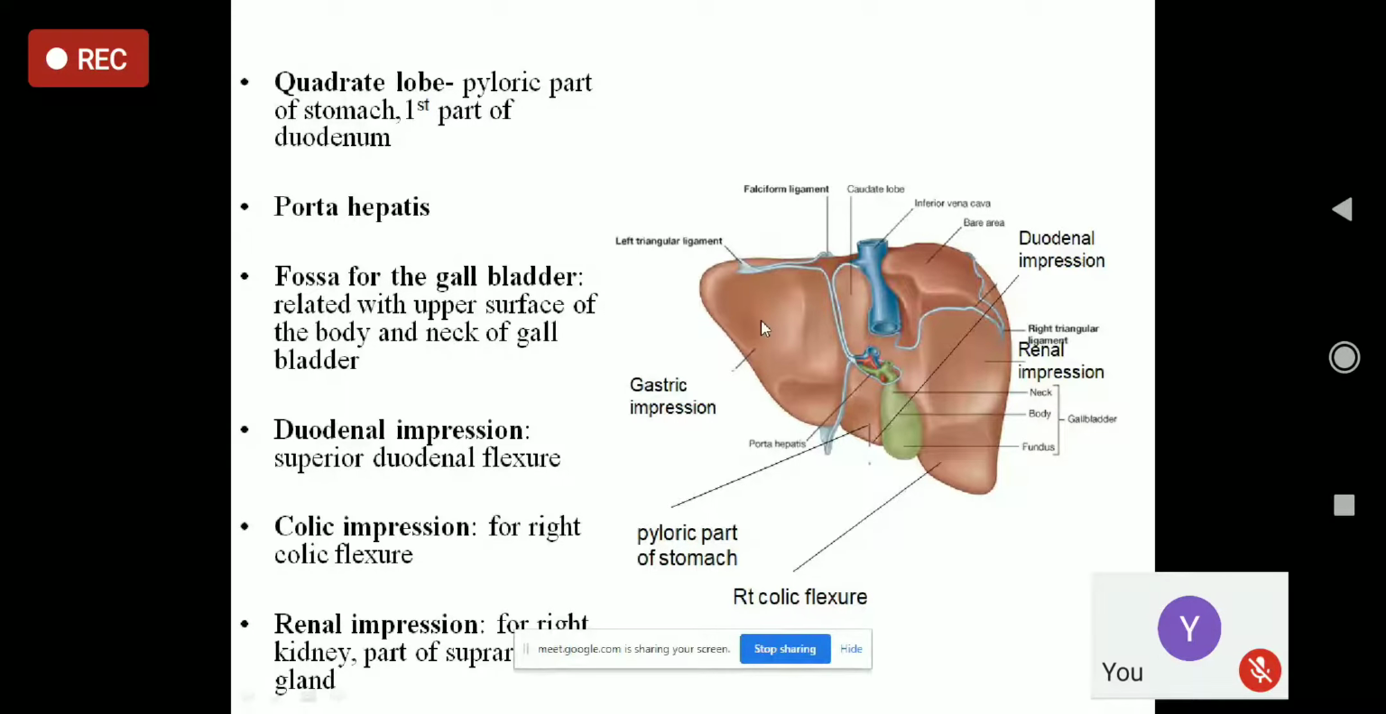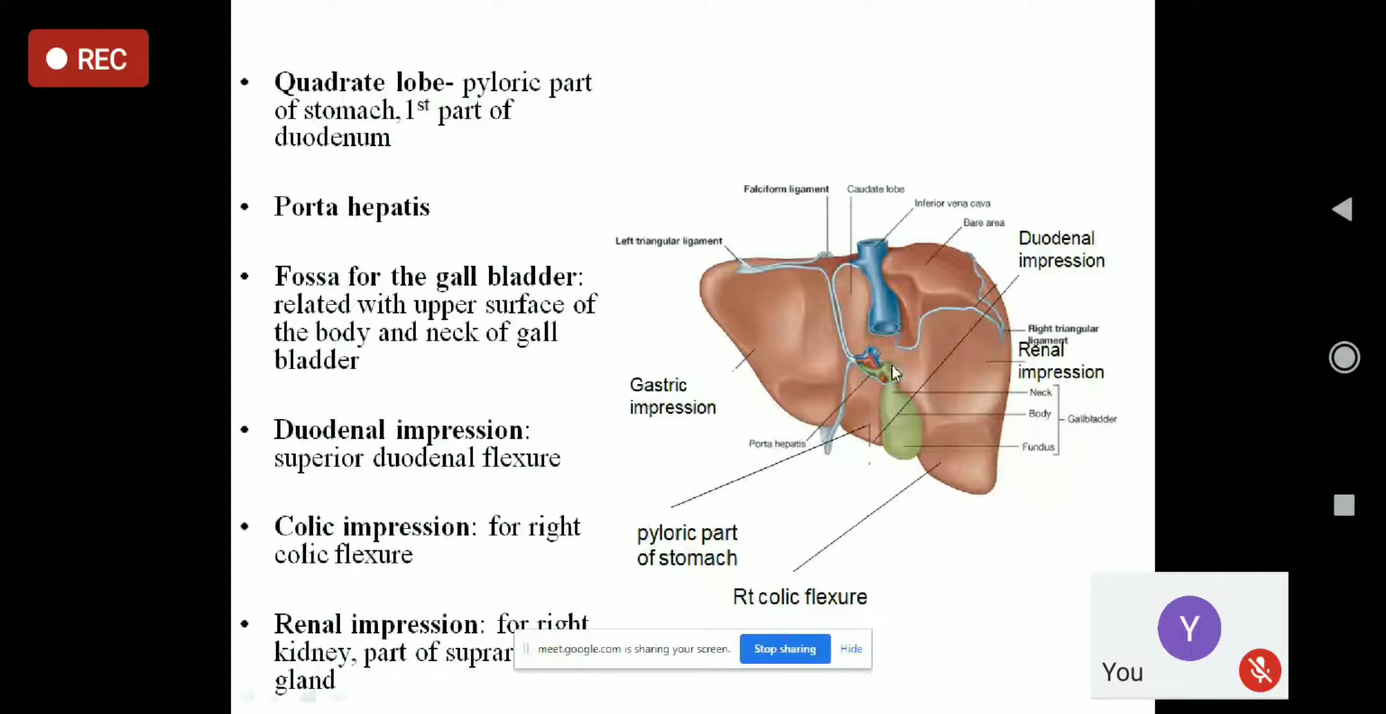So in the inferior surface, what are the visceral impressions? In the gastric impression, you'll get the pyloric part and body of the stomach. After that, you have to say this is the fissure for the ligamentum teres hepatis. Then you'll say quadrate lobe, quadrangular shape. Here you'll get the pyloric part of the stomach and the duodenum.